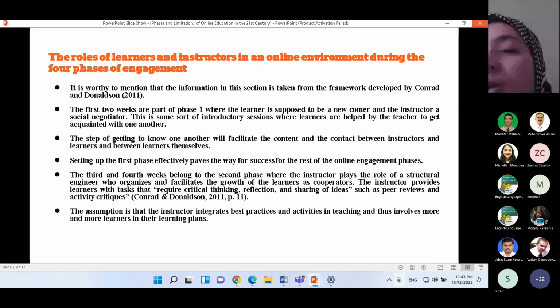Now we move to the 3rd and 4th weeks, which belong to the 2nd phase, where the instructor plays the role of structural engineer who organizes and facilitates the growth of learners as cooperators. The instructor provides learners with tasks that require critical thinking, reflection, and sharing of ideas, such as, for example, peer reviews and activity critiques. The assumption here is that the instructor integrates best practices and activities in teaching and thus involves more and more learners in their learning plans.